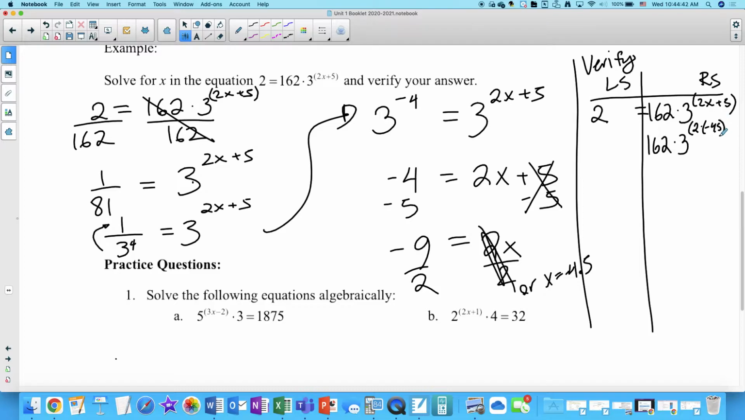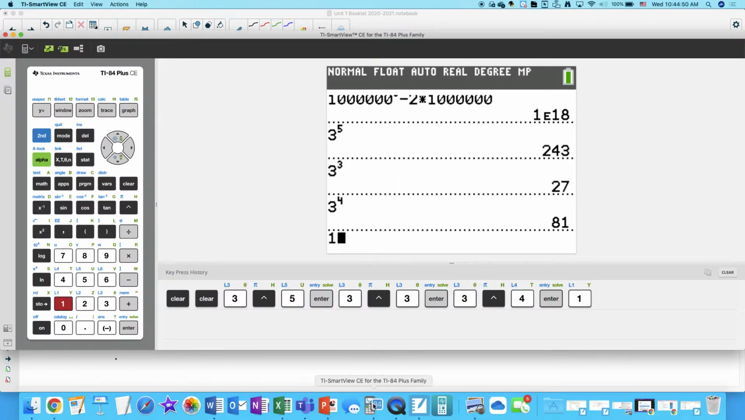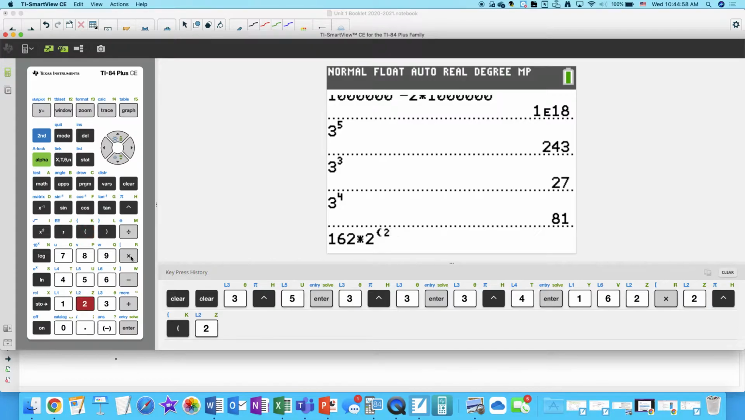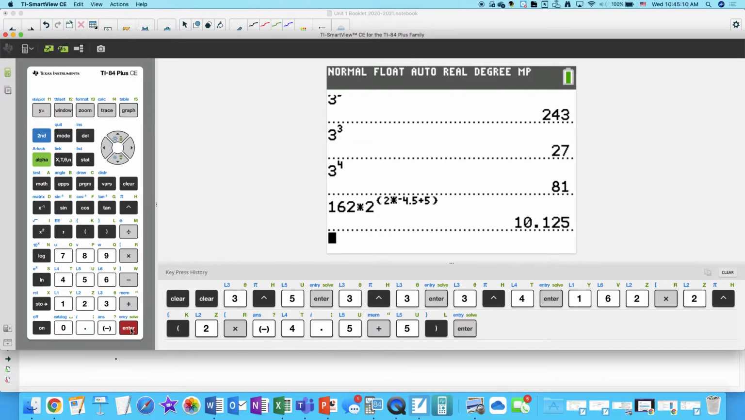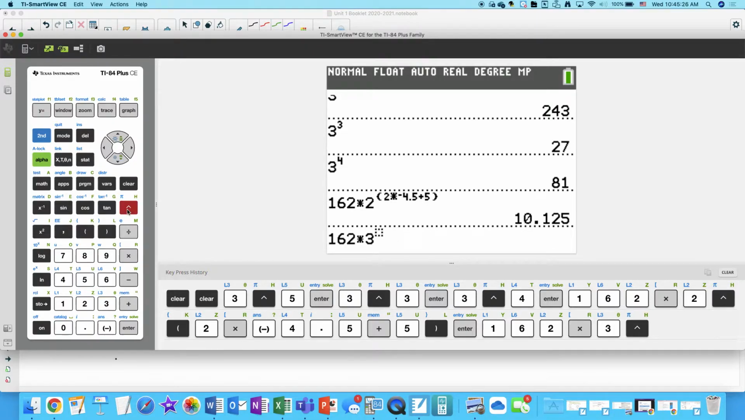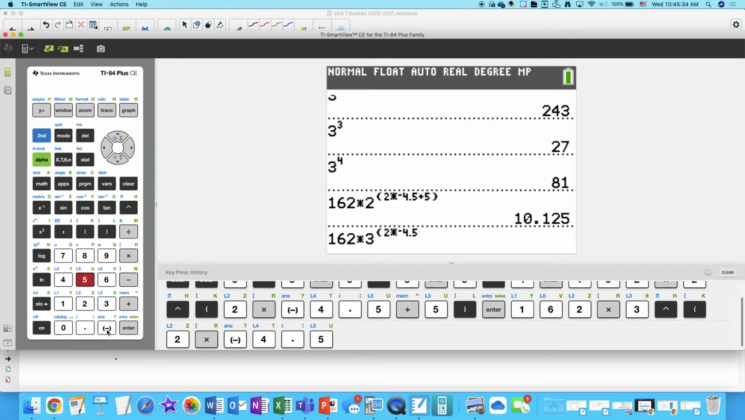Okay, so I'll take out my calculator again. 162 times 3 to the power, in brackets, 2 times negative 4.5 plus 5. Close the bracket. Uh-oh. Oh, shoot. Guys, stop me earlier next time. 162 times 3 to the 2 times negative 4.5 plus 5. All right. Phew, there we go. So that is also equal to 2.